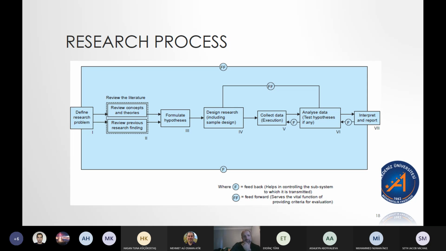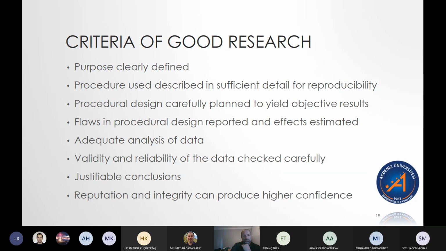A few criteria of good research. All right, we want to have a clearly defined problem. We want to make sure that the procedure is described in sufficient detail for reproducibility. This is probably what I spoke about earlier, reproducibility being lacking. Some of the reasons for the lack of reproducibility have to do with researchers not really detailing their procedure. Some of that is because they didn't do a good job of designing it to start with.